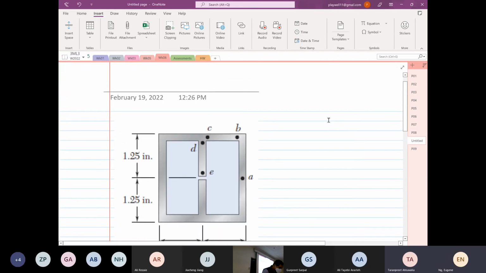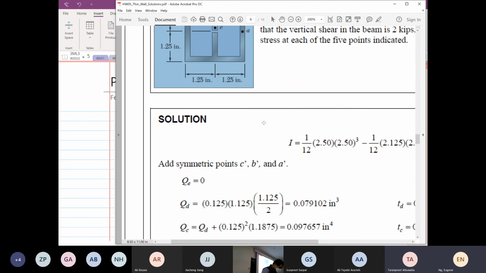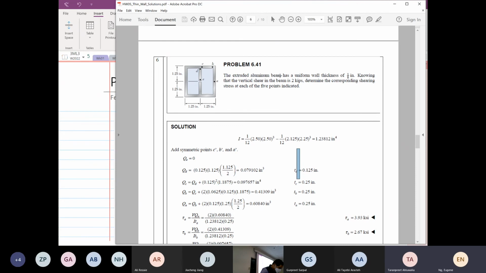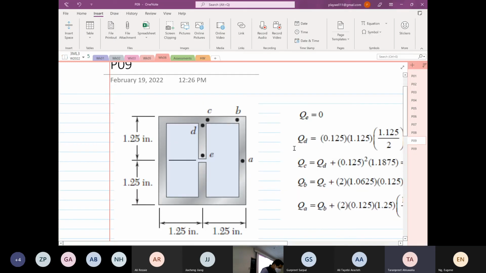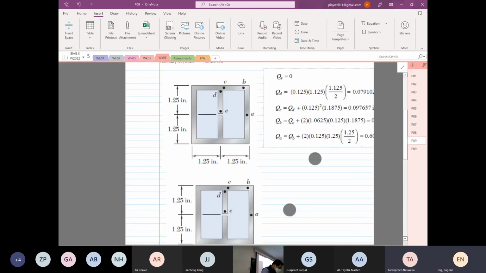We have a few of this. So this is our P09. Then I'm going to also copy the answer. I'm just going to do the Q because the Q is the difficult one. So I will leave this here.